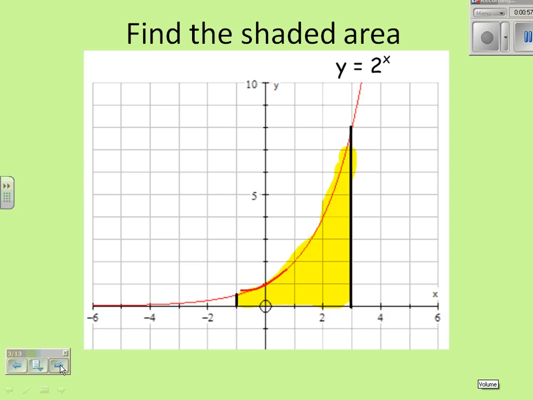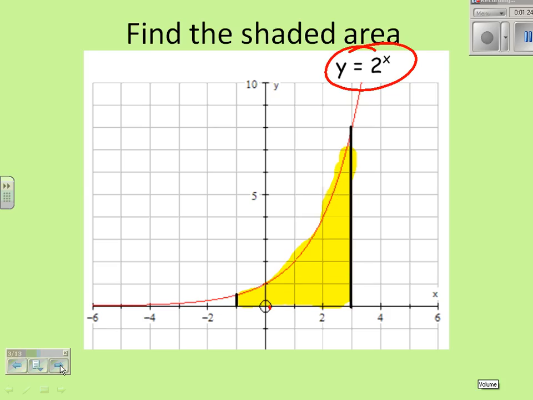Clearly, if I wanted to find out the area of this perfectly, I'd want to try and integrate. But we don't have a method yet for integrating 2 to the power of x. You could say, well, let's do lots of little rectangles here. And actually, that is a process that you're going to look at in Core 3. It's called the midordinate rule.